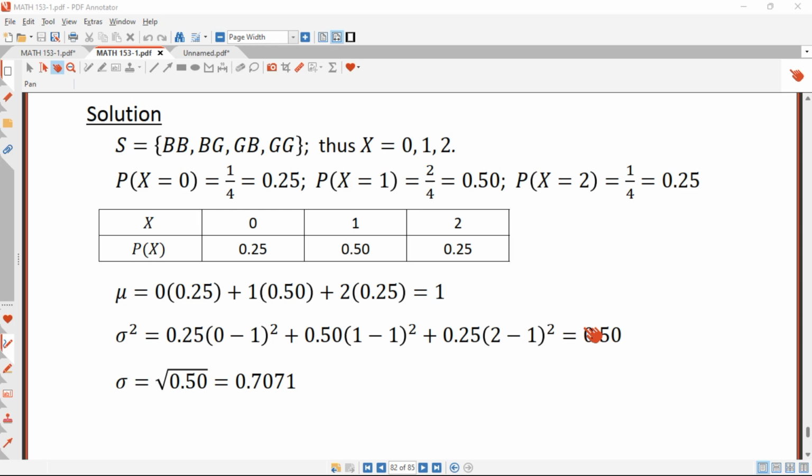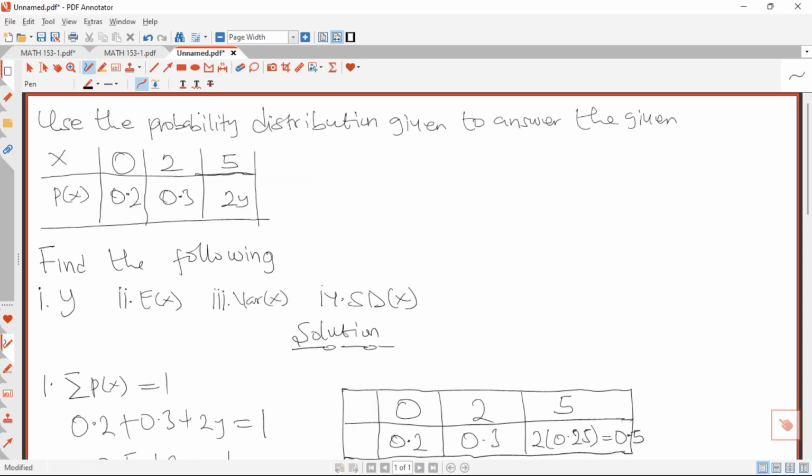So if you want the standard deviation, the square root of the variance is going to give us the standard deviation. So here, the square root of the variance will give us 0.701, which is our standard deviation. So let's go to our working sheet to solve more questions.